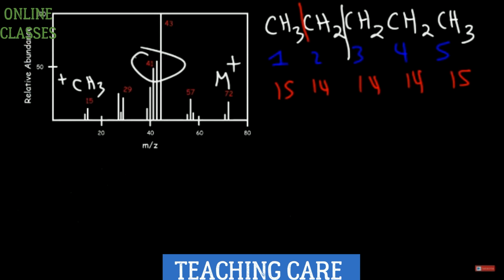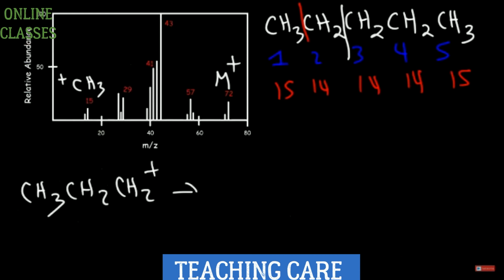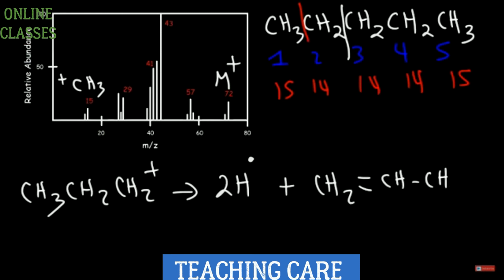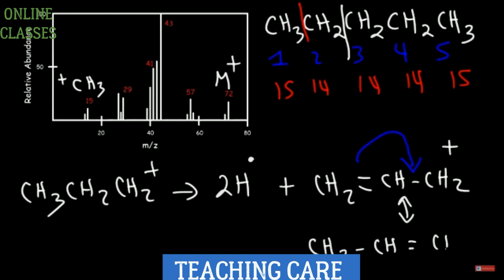Now what about the peak at 41? How can we get that? Starting with the propyl cation, this molecule can lose 2 hydrogen radicals. And if it does so, we're going to get an allylic carbocation. This carbocation is stabilized by resonance, and so that's why it's very abundant as well, relative to the other fragments. So it's relatively easy to form this particular carbocation. It's primary and it's allylic.